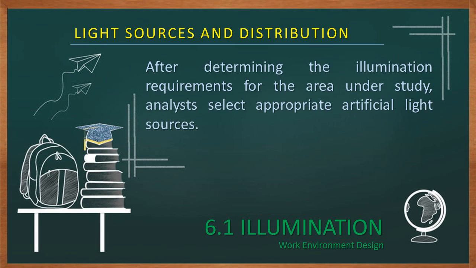Light sources and distribution. After determining the illumination requirements for the area under study, analysts should select appropriate artificial light source. If we say artificial light source, these are incandescent lamp or incandescent bulb, fluorescent, mercury bulb, and etc. Two important parameters related to artificial lighting are efficiency and color rendering. Efficiency is particularly important since it is related to cost, while an efficient light source reduces energy consumption.